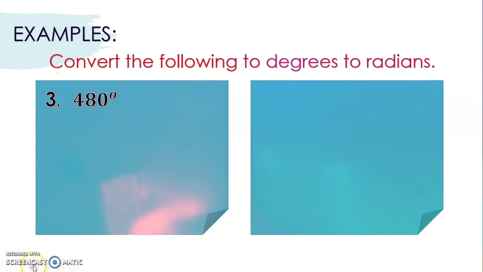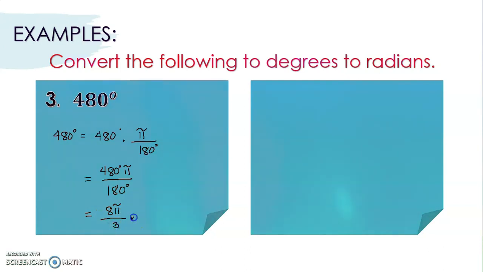Now, let's proceed to the third example. 480 degrees. Convert it to radians. So, in the same manner, 480 degrees is equal to, copy the given, times pi over 180 degrees. Multiply them together, so it will become 480 degrees pi over 180 degrees. And now use your calculator to simplify 480 over 180, and that would be 8 pi over 3 radians.